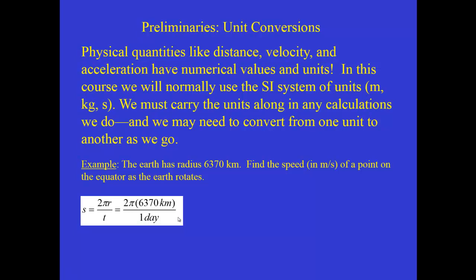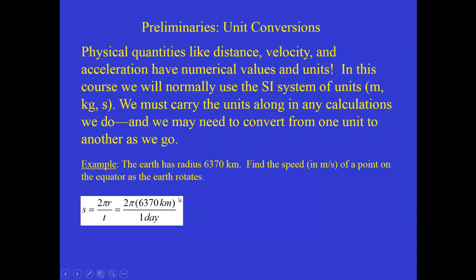But if we were to calculate the numbers, we would find the speed in kilometers per day, and we want to know what it is in meters per second. We accomplish this by multiplying this answer here by various unit conversions. And a unit conversion factor is a ratio where the quantity in the numerator and denominator are actually the same quantity, just expressed in different units.